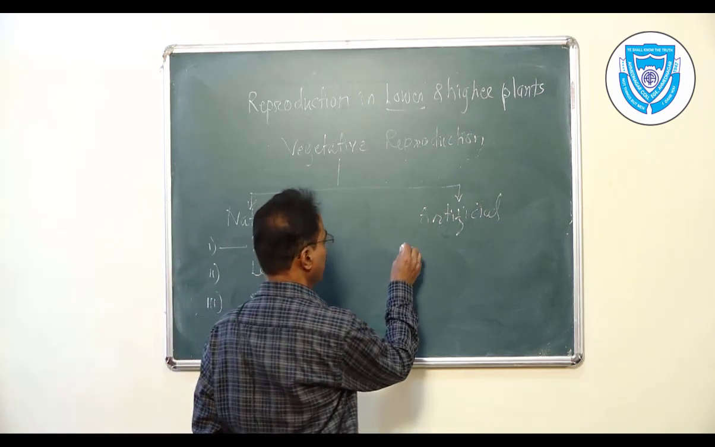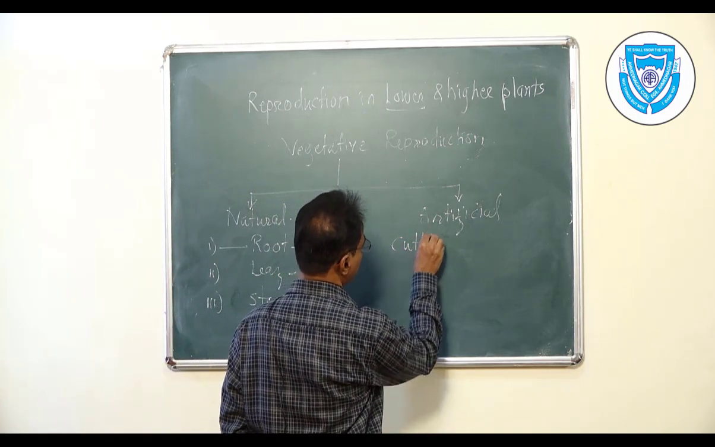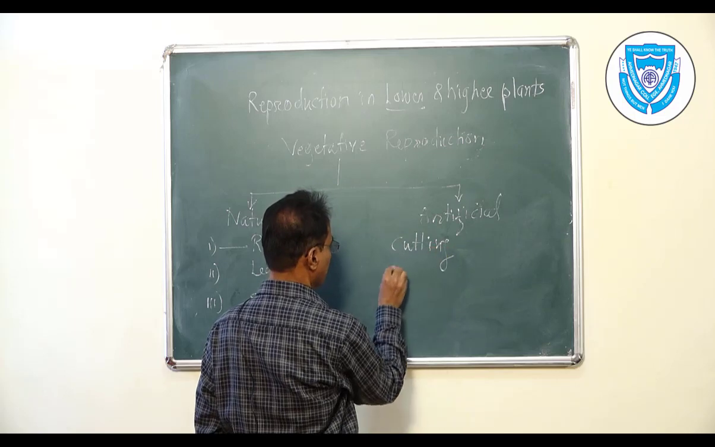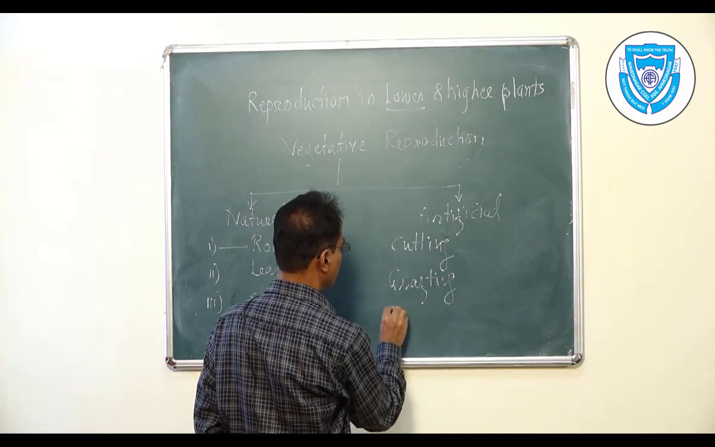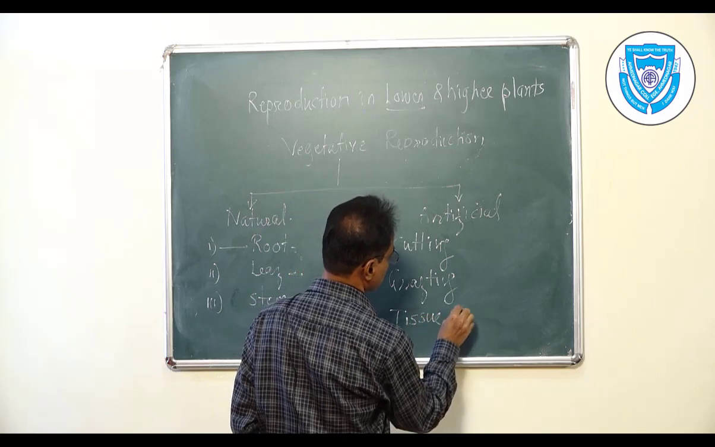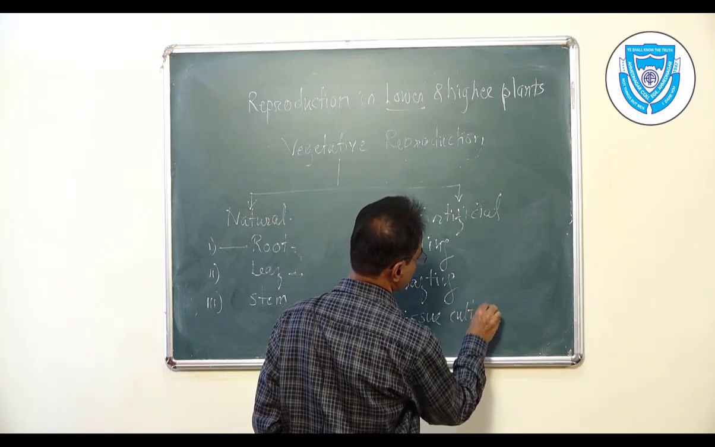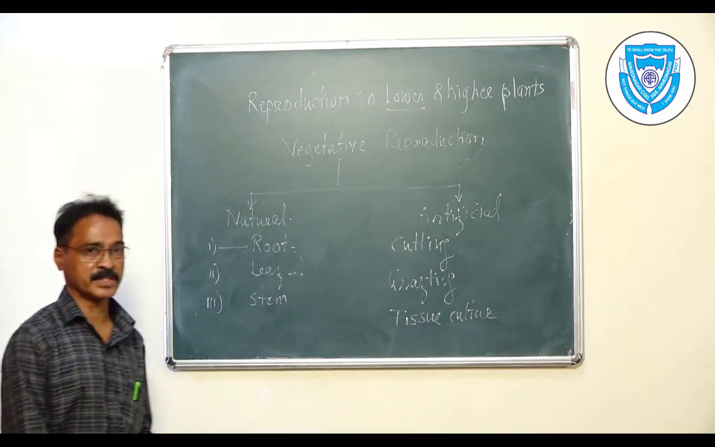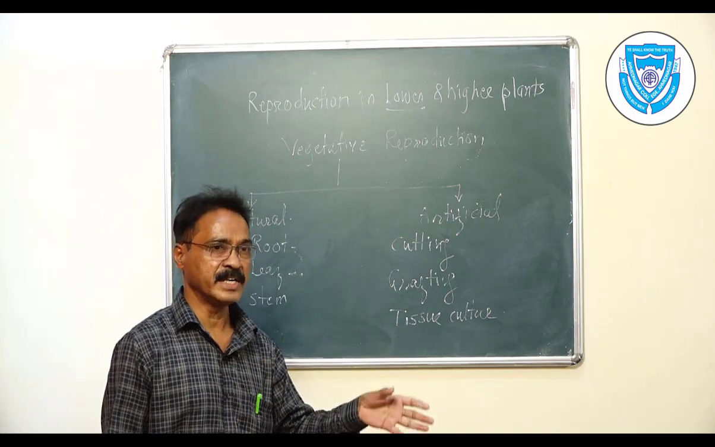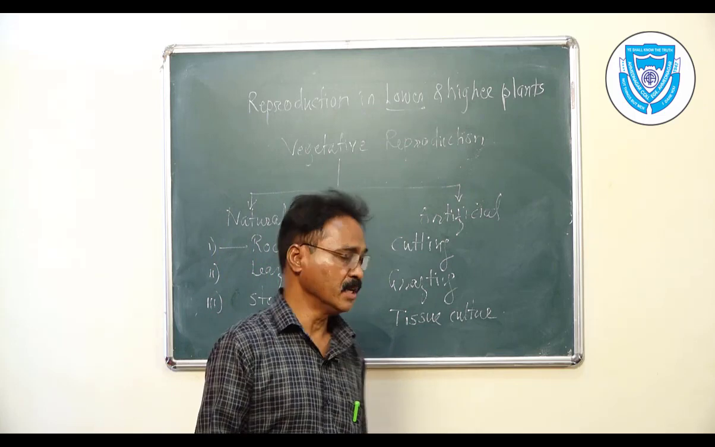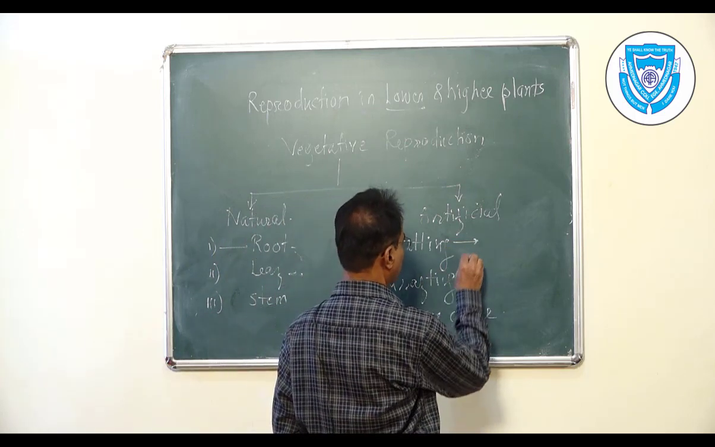Now the artificial methods: first is cutting, second is grafting, and third is tissue culture. So these are the artificial methods, and these methods are given in somewhat more detail in your book or the syllabus. So let us see all the types.